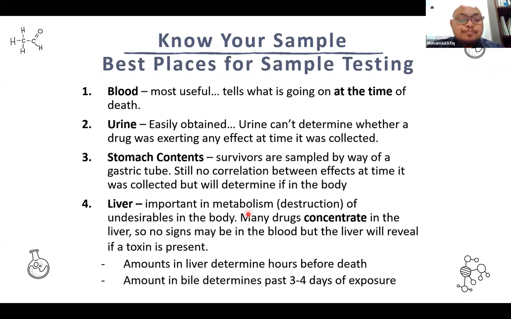So if, for example, you want to determine whether the victim died immediately or died after long exposure to a chemical, you need to test both the liver and the bile. Bile ni hempedu lah, hempedu. Let's say the victim died immediately after taking the poison. Supposedly, the amount in the bile, dalam hempedu, is not much. It's not much poison that is supposed to reside inside the bile. But if, for example, the victim died after a few days of exposure, then more poison can be found in the bile, dalam hempedu.